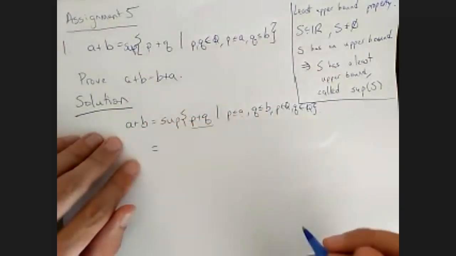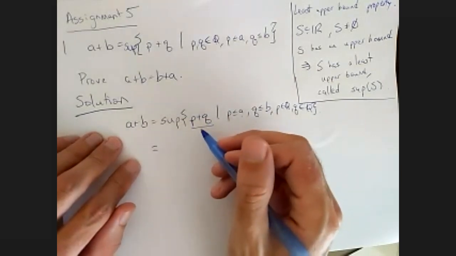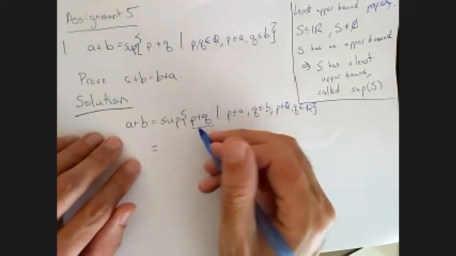And so how do we do it? Well, if we have P plus Q, addition of rational numbers is commutative, so this is the same as Q plus P.